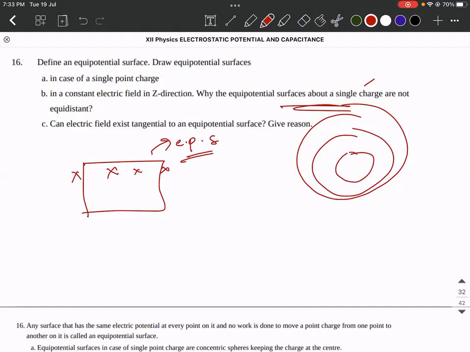See, if it is tangential, there will be work done in moving the charge from one point to another. If work is done, then it will not be an equipotential surface, because work done on an equipotential surface is zero.